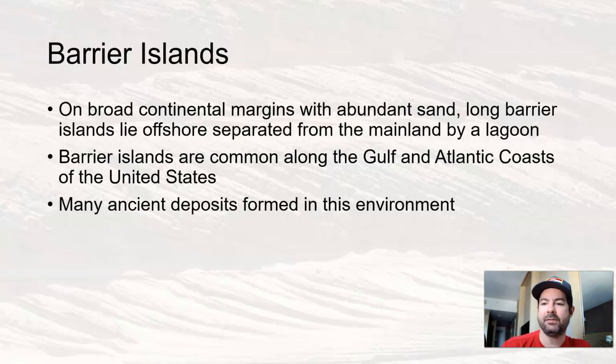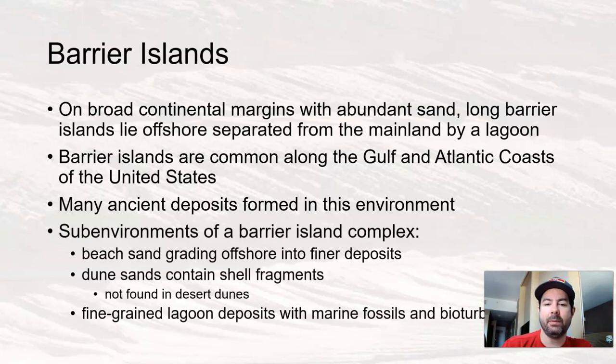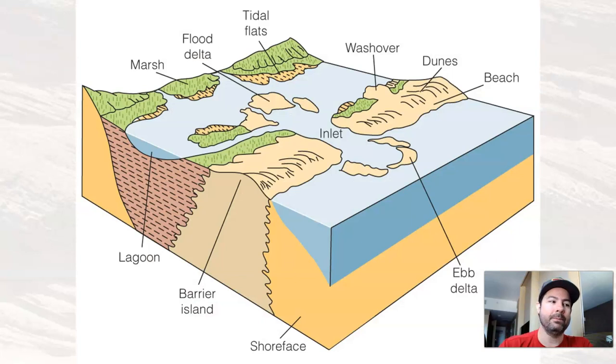Many ancient deposits formed in this environment. Some sub-environments of barrier island complexes include grading of beach sand, dune sands that may contain shell fragments that aren't found in desert sand dunes. And you can also get fine-grained lagoon deposits with marine fossils and bioturbation. That's the tunnels and burrows and trails that we see sometimes in sedimentary rock.